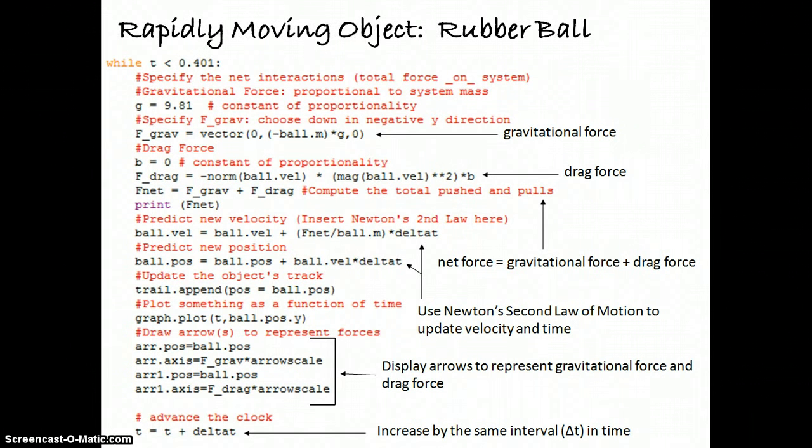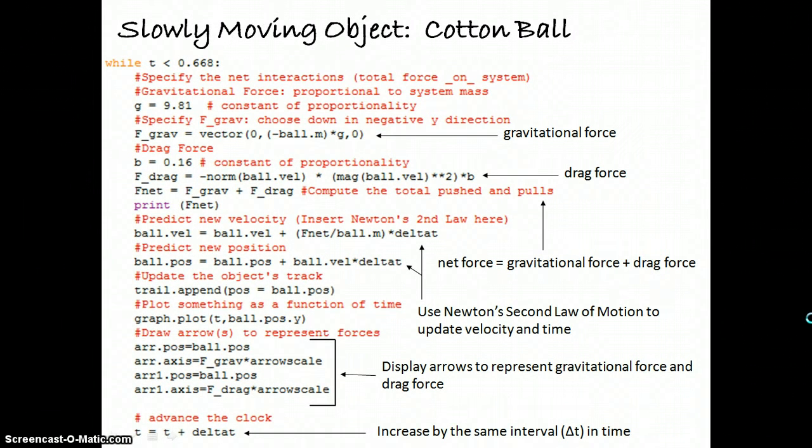To make these models in Python, Newton's second law was used. Gravitational force is the mass times gravitational acceleration. Drag force is given by the formula here. Net force is the sum of these two forces. To update position and velocity, the momentum principle was applied, as seen here. Here's the updated velocity and here's the updated position. The same was done for the cotton ball.